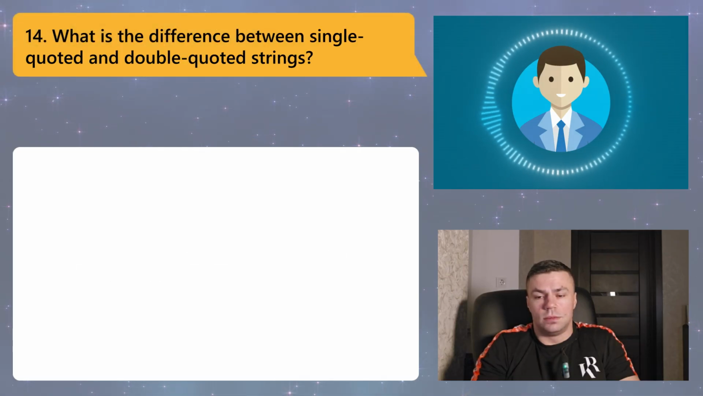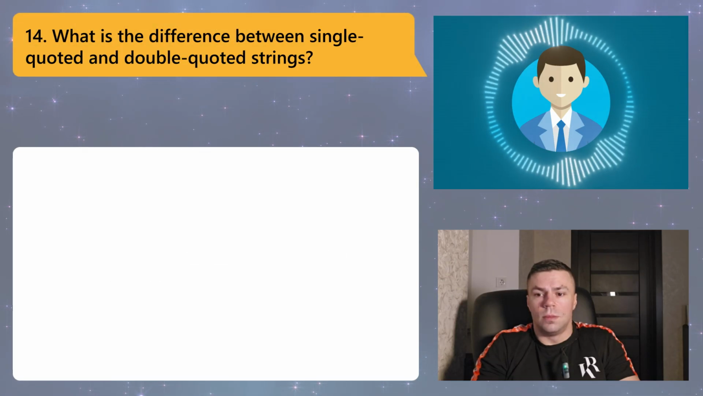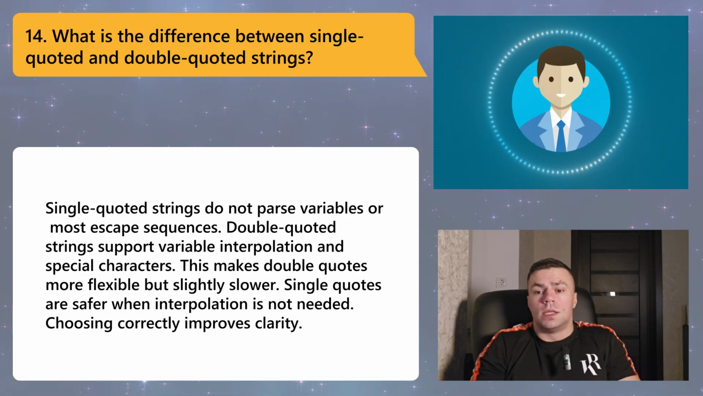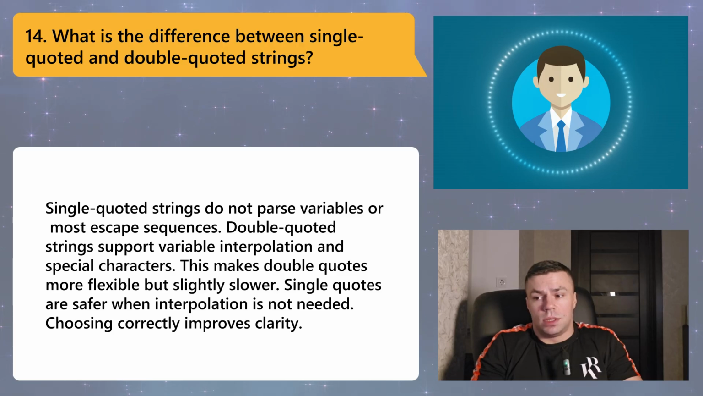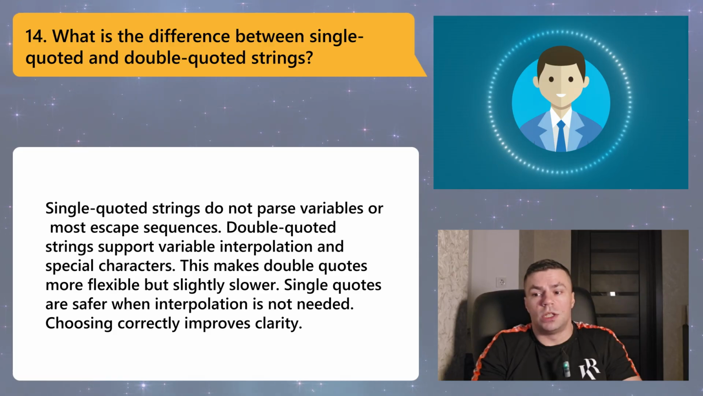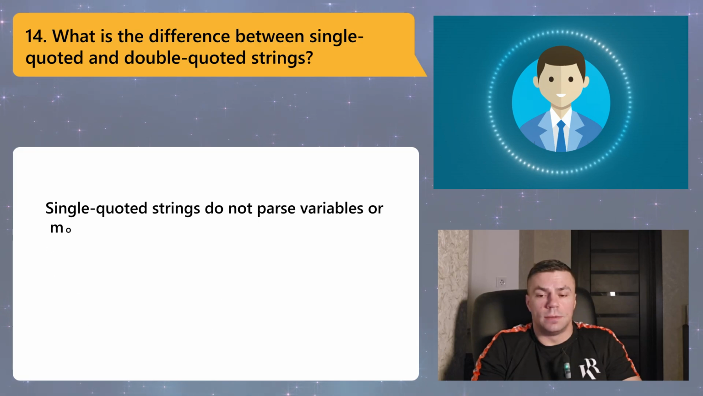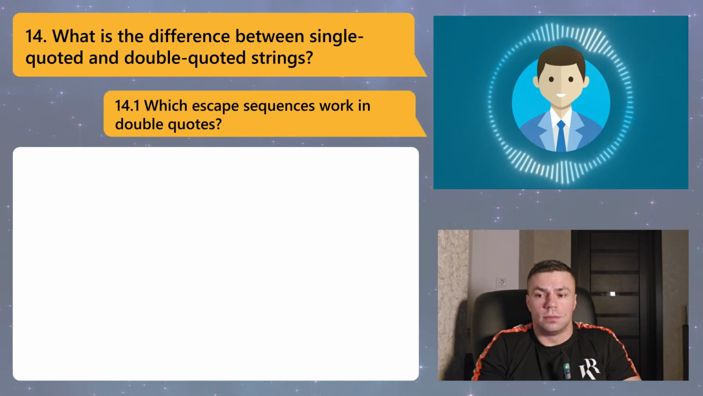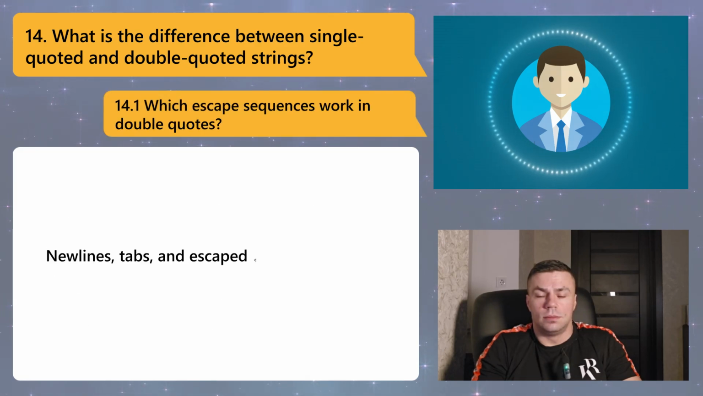What is the difference between single-quoted and double-quoted strings? Single-quoted strings do not parse variables or most escape sequences. Double-quoted strings support variable interpolation and special characters. This makes double quotes more flexible but slightly slower. Single quotes are safer when interpolation is not needed. Choosing correctly improves clarity.